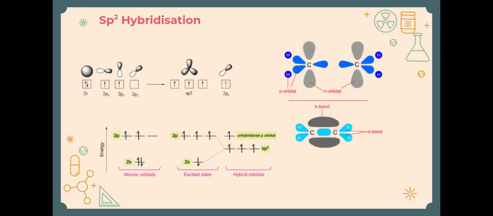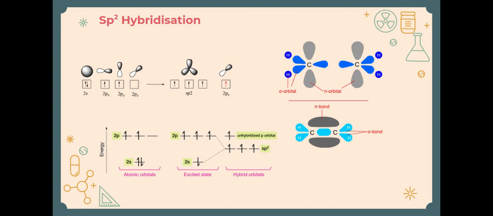In sp2 hybridization, a 2s orbital bonds with 2 of the 2p orbitals. This forms 3 hybridized sp2 orbitals of equal energy, leaving a single 2p orbital remaining. The energy of the sp2 orbital is greater than that of the 2s orbital, but still less than the 2p orbital. The leftover 2p orbital remains at its original energy level.